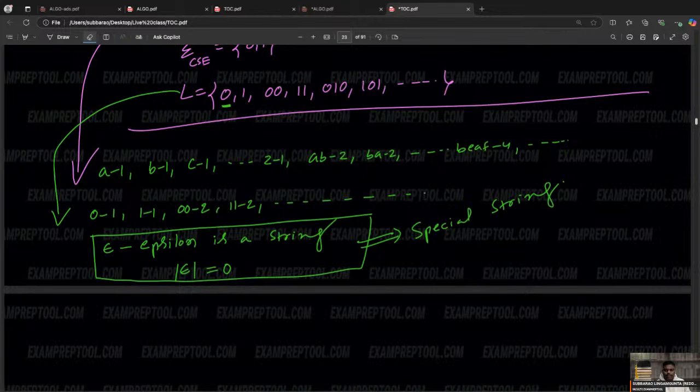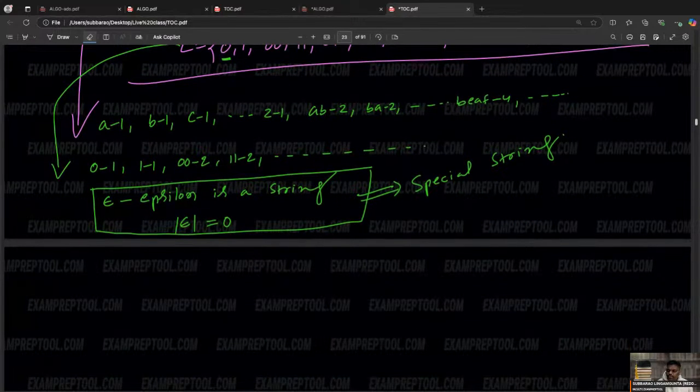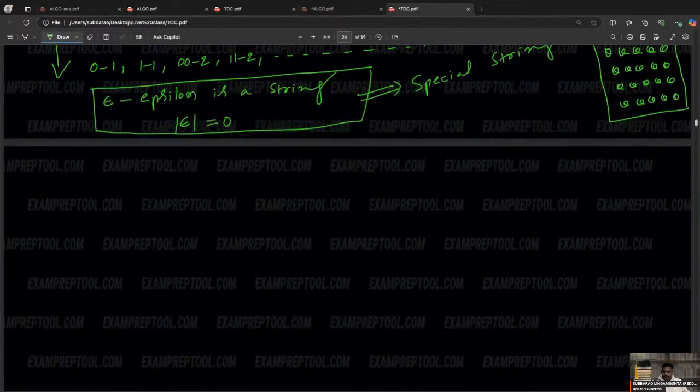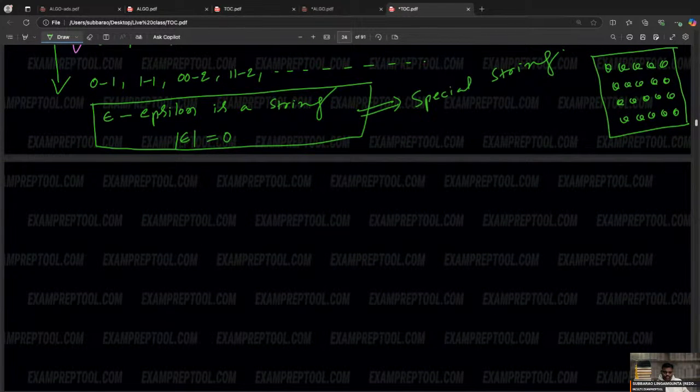Remember this. It is a very, very crucial point. So I am writing so many stars here so that you remember. Epsilon is a string whose length is 0. It is a special string.